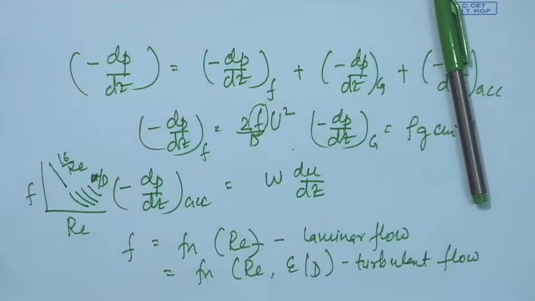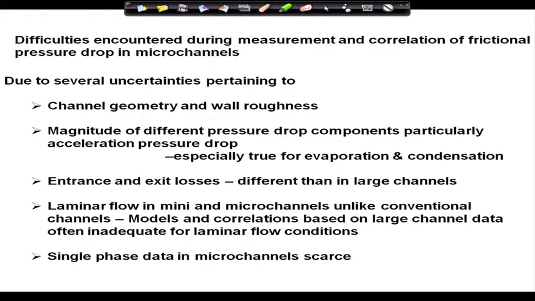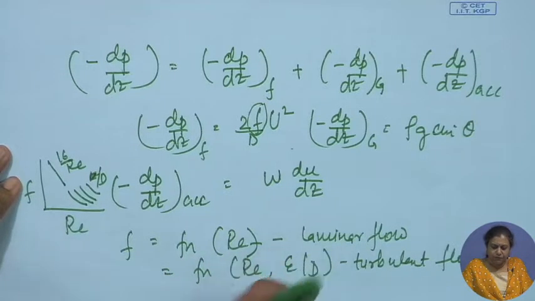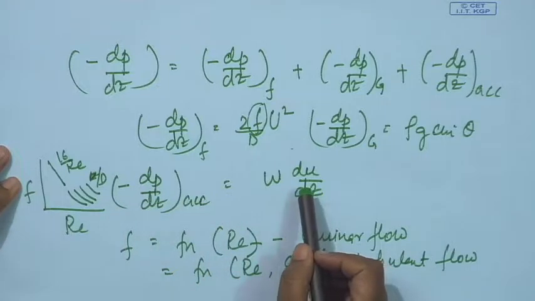Now, here I would like to mention the uncertainties. If we take them one by one, we find that since the frictional pressure gradient is important, and f, or rather the shear, depends upon the channel geometry and wall roughness, there is a large uncertainty associated with this. The other thing is, if you look at the graph which I have drawn, we find that for micro channels mostly the flow is in the laminar flow region.